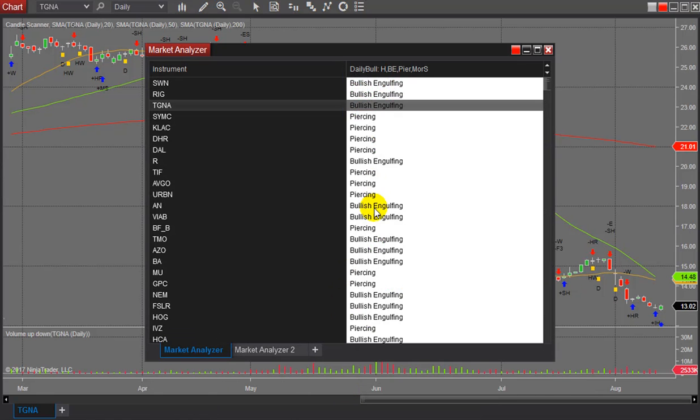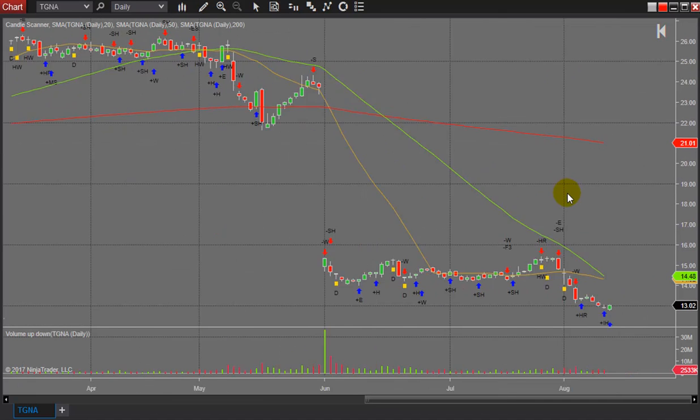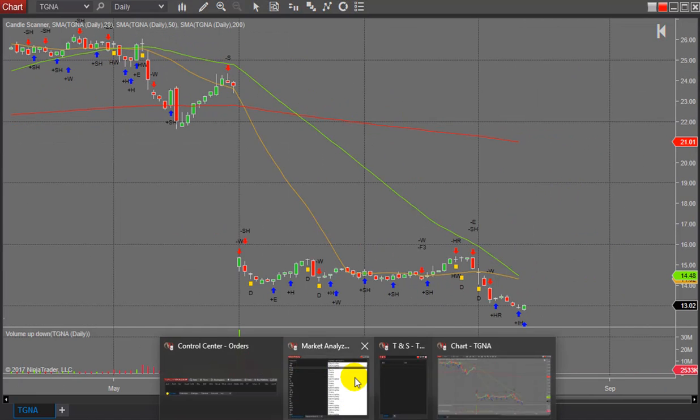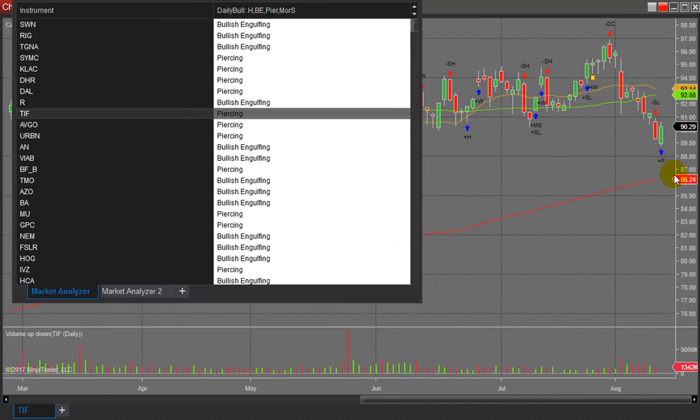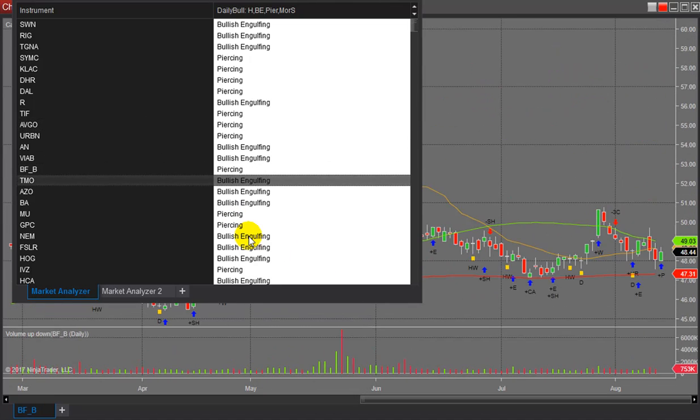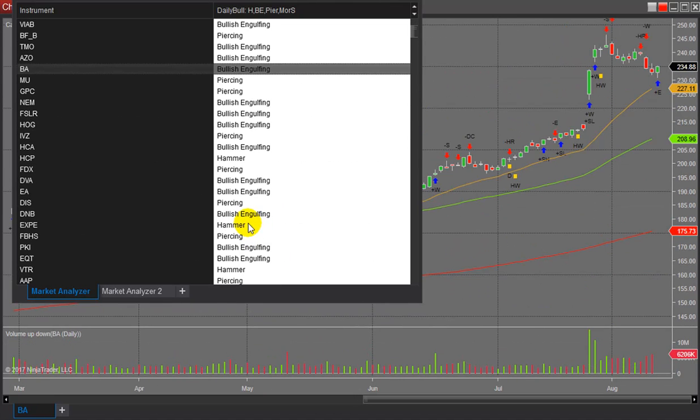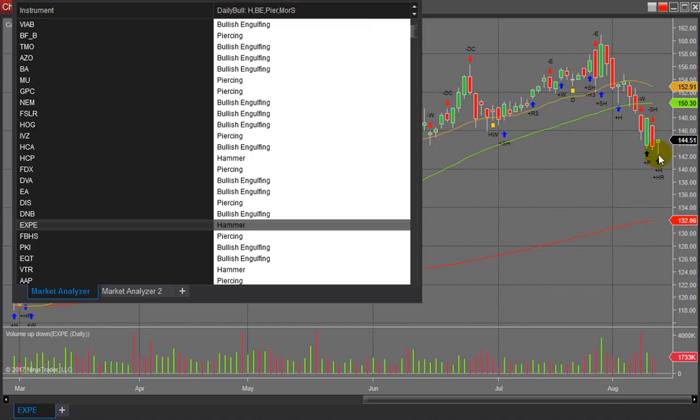Okay, so let me show you real quick. Let me actually zoom in so you can see. Let's go to the next chart. Let's just scroll over, right? TIF, you see how the piercing candle is happening here. Let's go look at, if I see a hammer candle in here, right? EXPE, beautiful hammer candle, right?